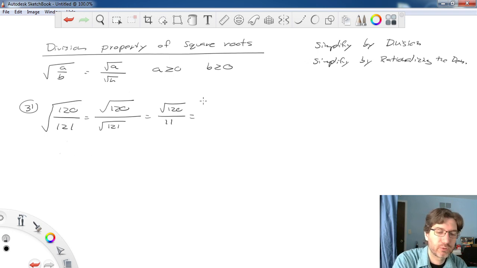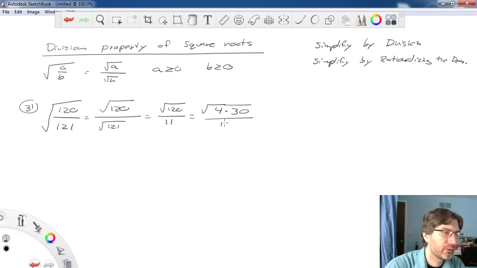I know 4 is going to work, but it might. Let me try 120 divided by 64. Okay, I know 4 is going to work. So I know there's a square root of 4 in there times the square root. I want to put that more. So 4 times what is 120?